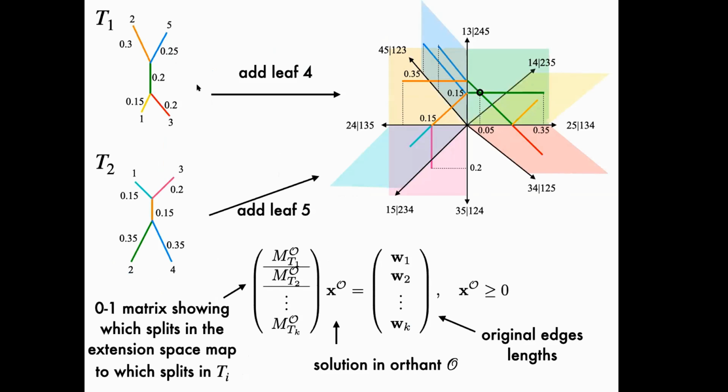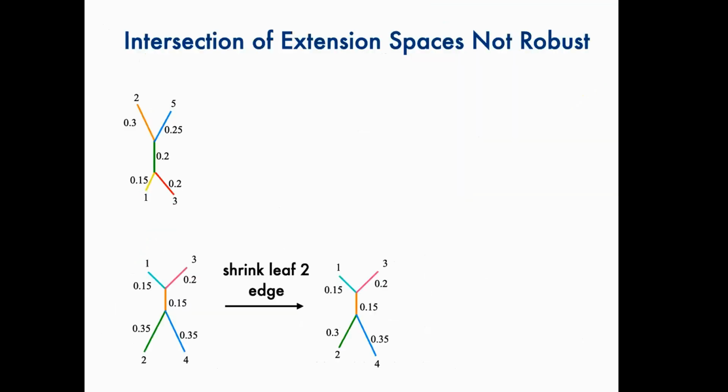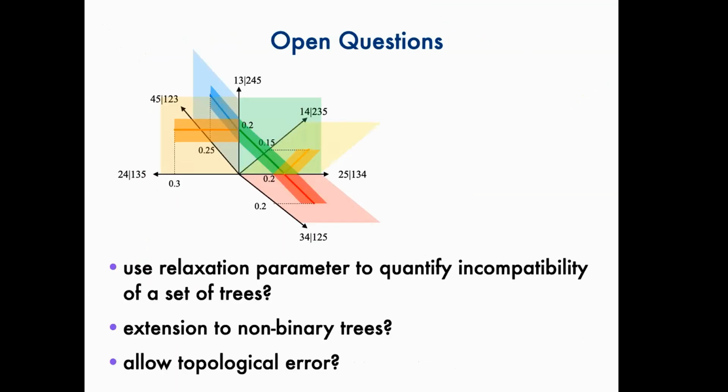But there can be topological errors in these trees. Like if this green edge was really small, both of these 2 points would be very near here. And so you could imagine that it should really be a different tree, I don't know, like 3 and 5 paired together, something else, right? So we're not allowing any topological error, which we know happens in real data, that the gene trees can have errors in their topology.